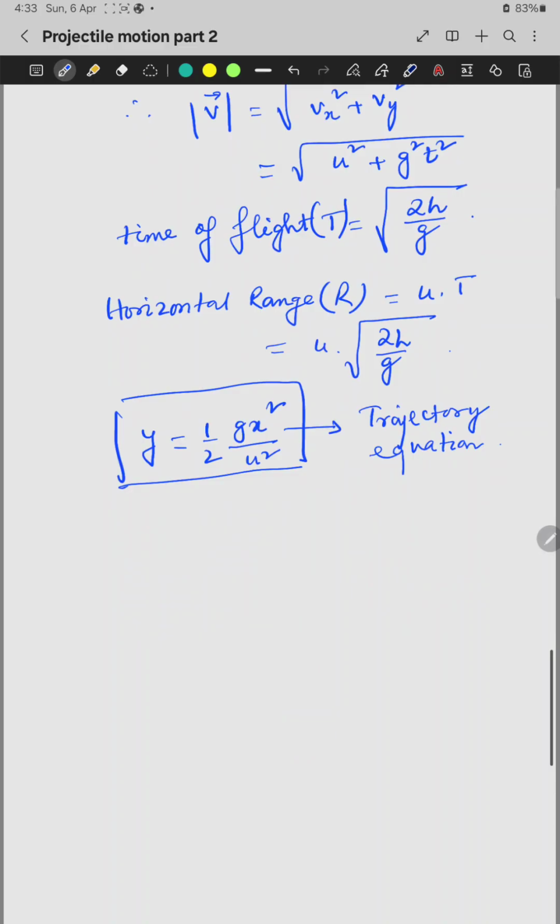Hope this video will help you to solve numericals based on this type of projectile motion.